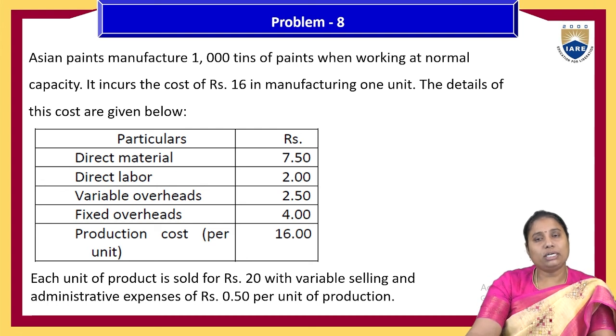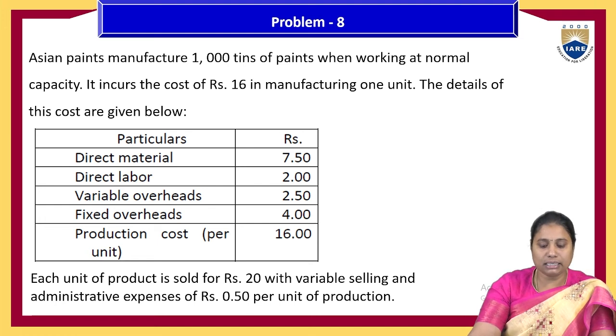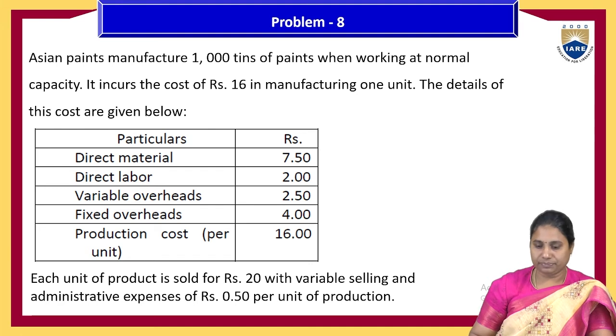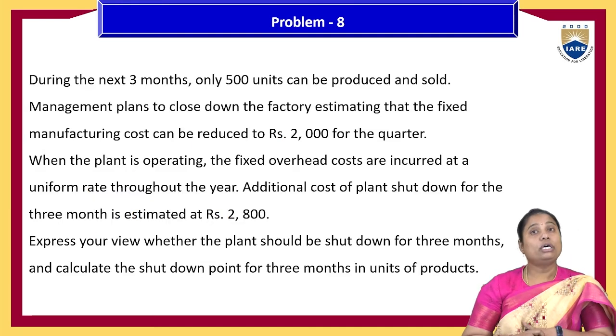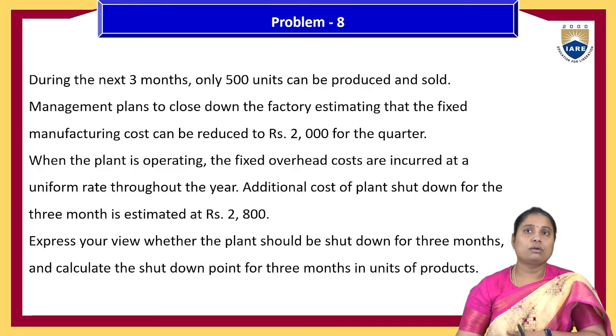Each unit of the product is sold for 20 rupees, with variable selling and administrative expenses of 50 rupees per unit of production. During the next 3 months, only 500 units can be produced and sold.